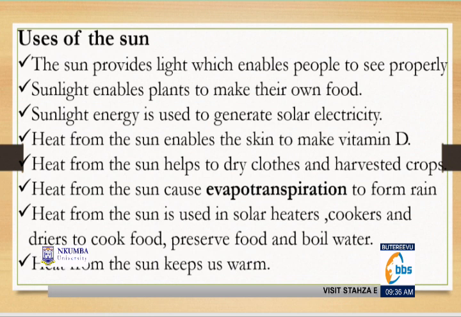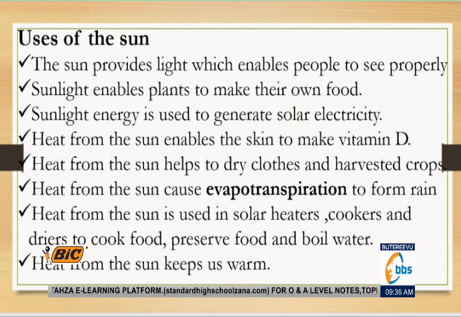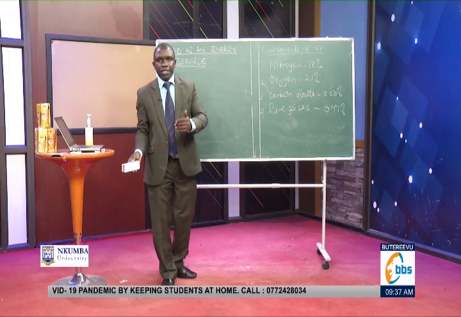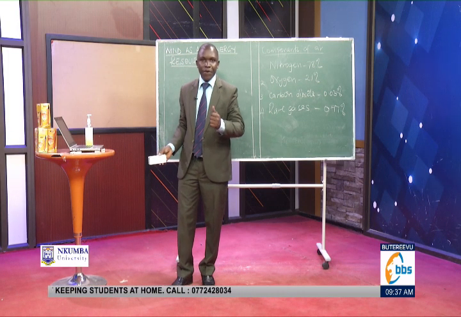And heat from the sun is used in solar heaters, cookers, and dryers to cook food, preserve food, and also boil water. A colleague of mine called me asking, teacher, what is the use of the solar heater? What is the use of the solar dryer? I think the answers are there. And heat from the sun keeps us warm. So, dear candidates, those are some of the uses of the sun as an energy resource.